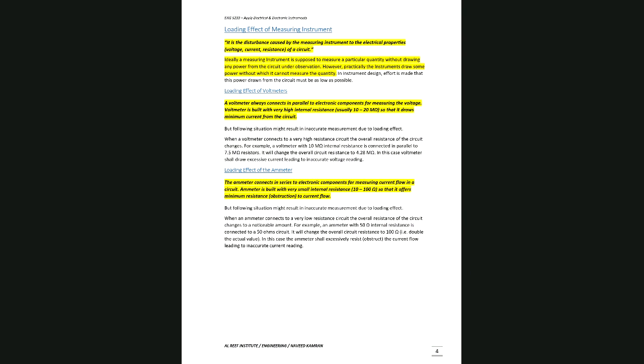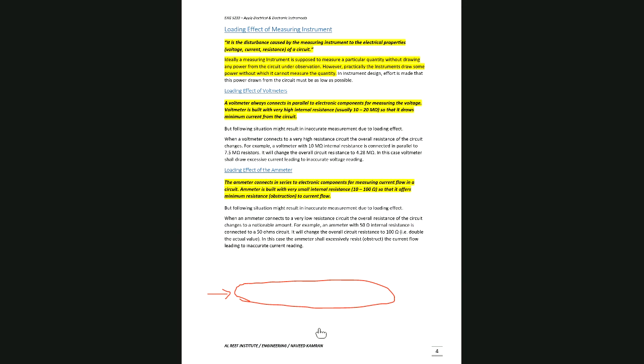The last is the loading effect of the ammeter, as you can see on the screen. That is current. The ammeter connects in series. Whenever you measure current, you always connect the multimeter in series, and the voltage in parallel. So the ammeter connects in series to electronic components for measuring current flow in a circuit.